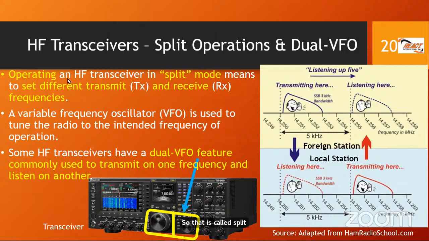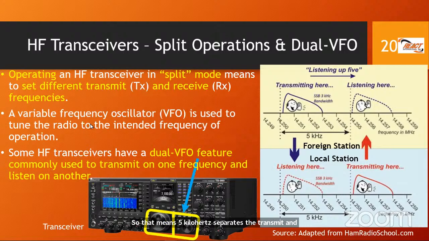It's an exam question. Operating an HF transceiver in split mode means to set different transmit, or TX for short, and receive, or RX for short, frequencies. So we transmit on one and receive on another. And of course, as hams, we'll say, okay, we're listening up 5. This diagram on the right-hand side will give you a little bit of an idea of how it works, right? And the little lingo or jargon that we use, we're listening up 5, means 5 kilohertz separates the transmit and receive frequencies.